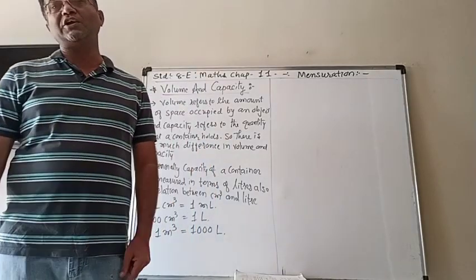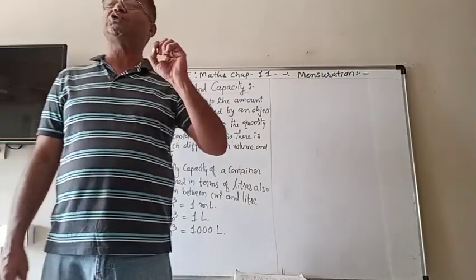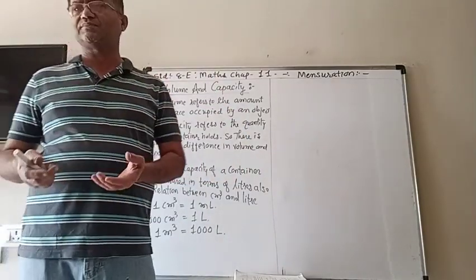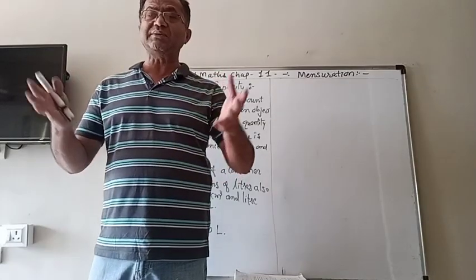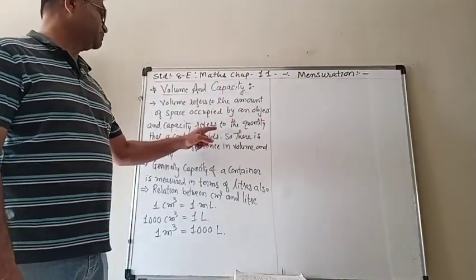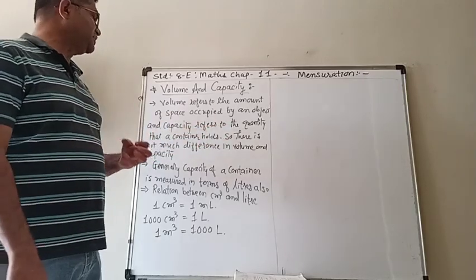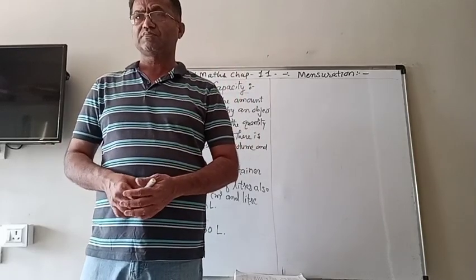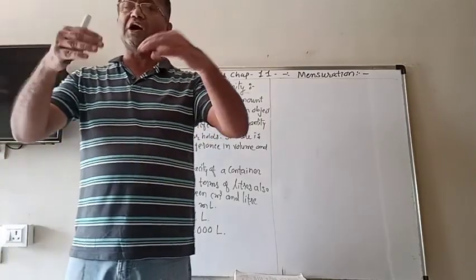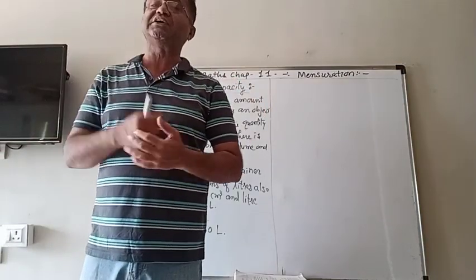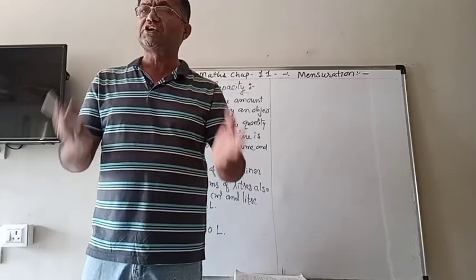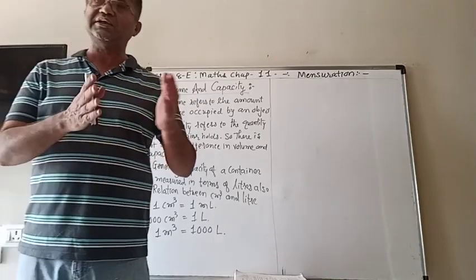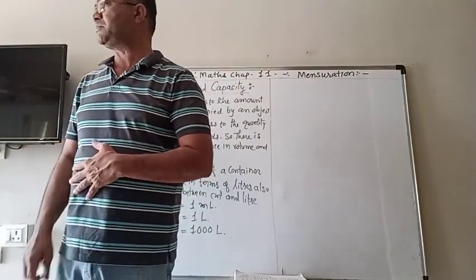What is volume? Volume refers to the amount of space occupied by a shape, by an object. And what is capacity? Capacity refers to the quantity that a container holds. It means that if it is a cuboid or cube or a cylindrical container, how much object it can contain. It is the same as the volume of that particular container. So it refers to both as the same thing.